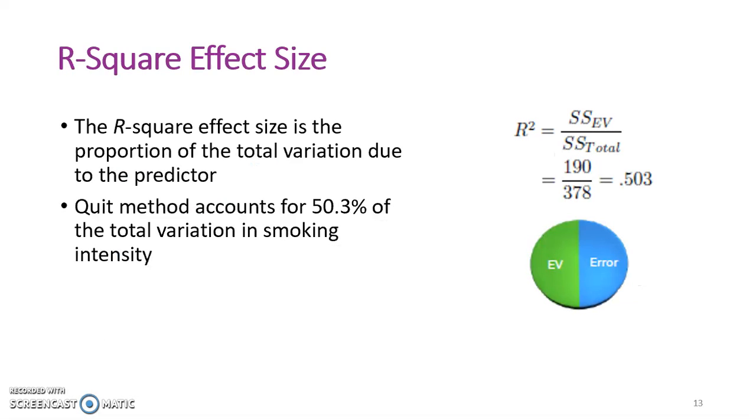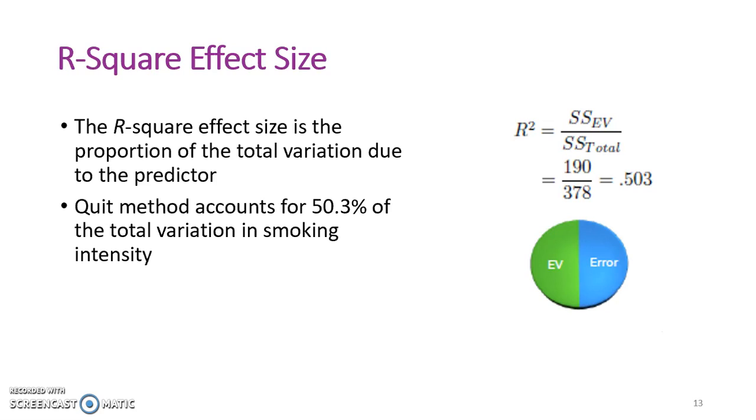So moving on to the R-square effect size. The R-square effect size is, again, calculated in the exact same way as we calculated the R-square effect size for regression. And it's still the proportion of the total variation in the outcome that's due to the predictor. So I've shown the calculations here for our smoking example. So it would be 190 divided by 378, which is going to give us an R-square of 0.503.